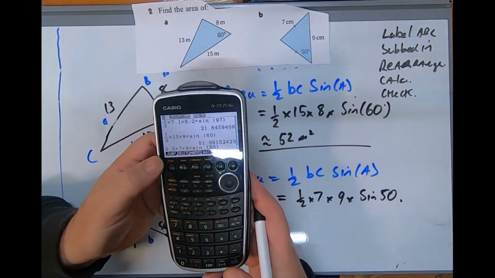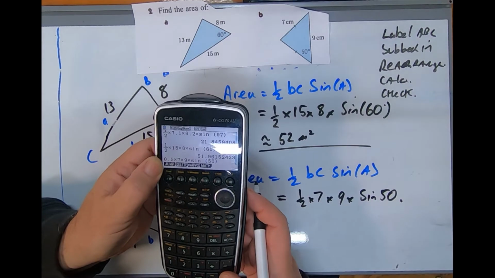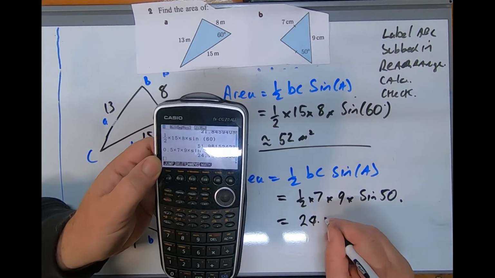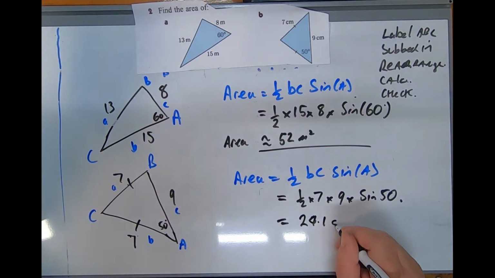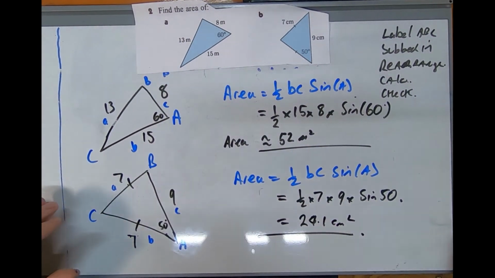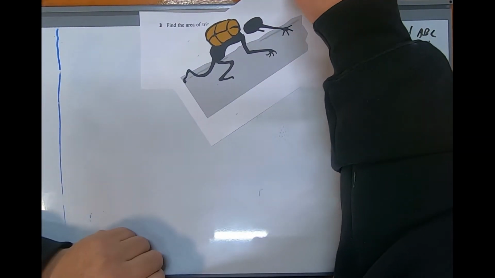Okay, so if you don't have a fraction on your calculator, you might want to times by 0.5 at the front, because that's the half, okay? And here we have 24.1 units, centimetres squared. Okay, area. Through this knowledge. All right, more to do.